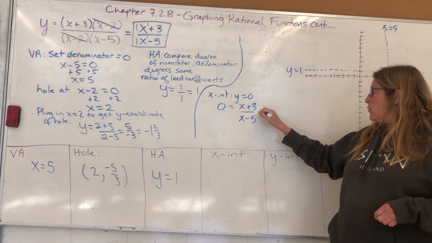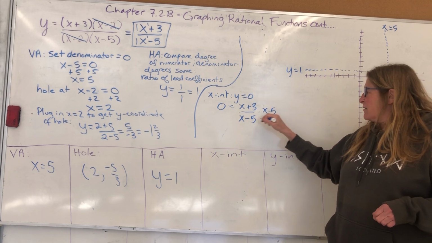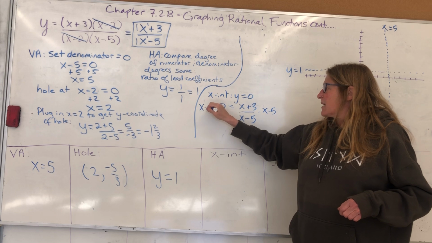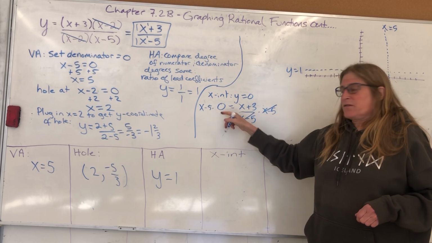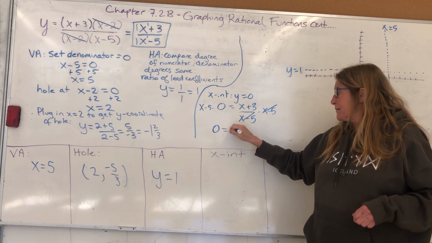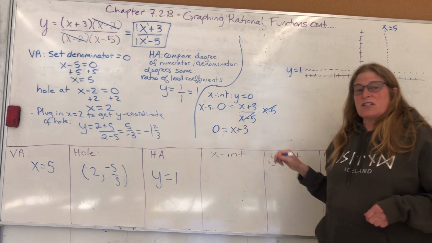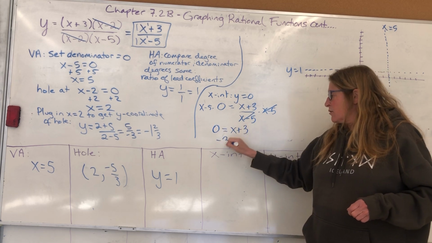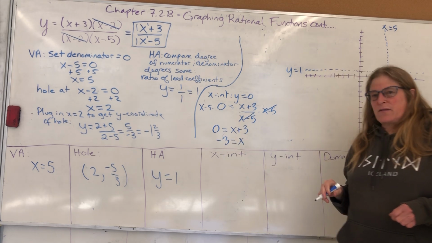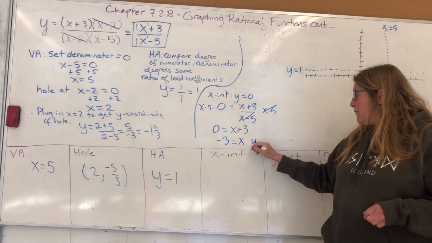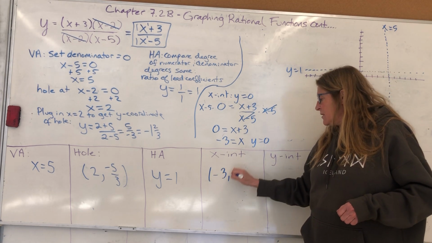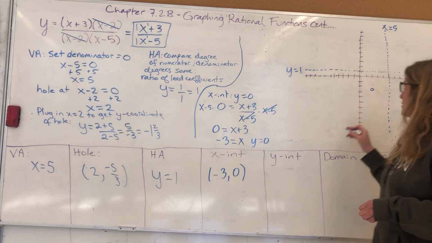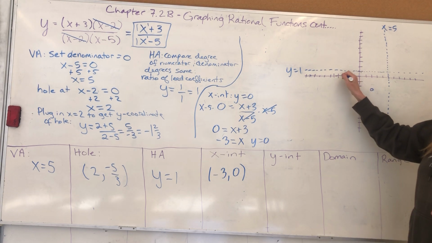So what happens when I multiply both sides by x minus 5, right? To get that x minus 5 to cancel. I'm left with x minus 5 times 0, which is 0. And it's just the numerator that's going to determine my x value. And we know that the y value is 0. We just made it 0. So negative 3 comma 0 is my x-intercept. So I'm going to graph that right here.